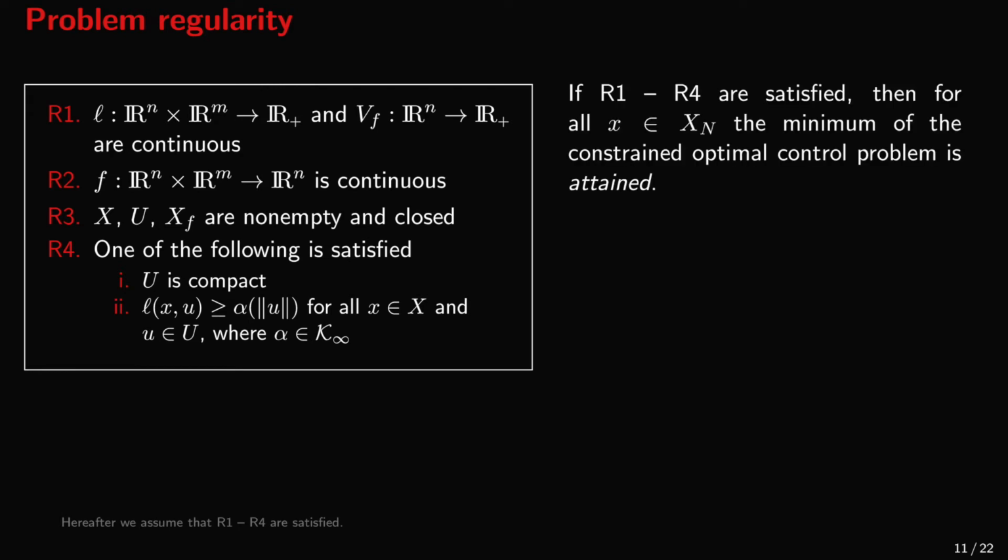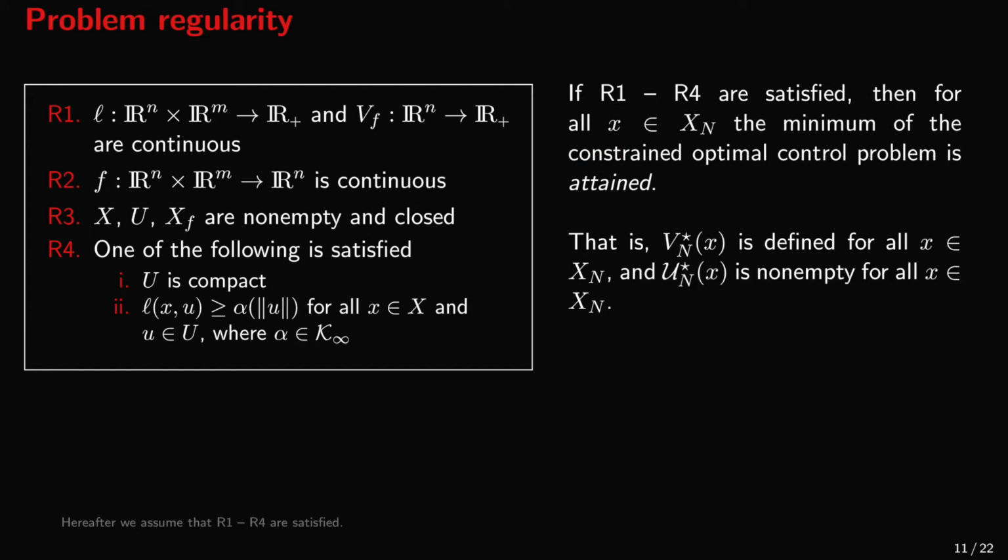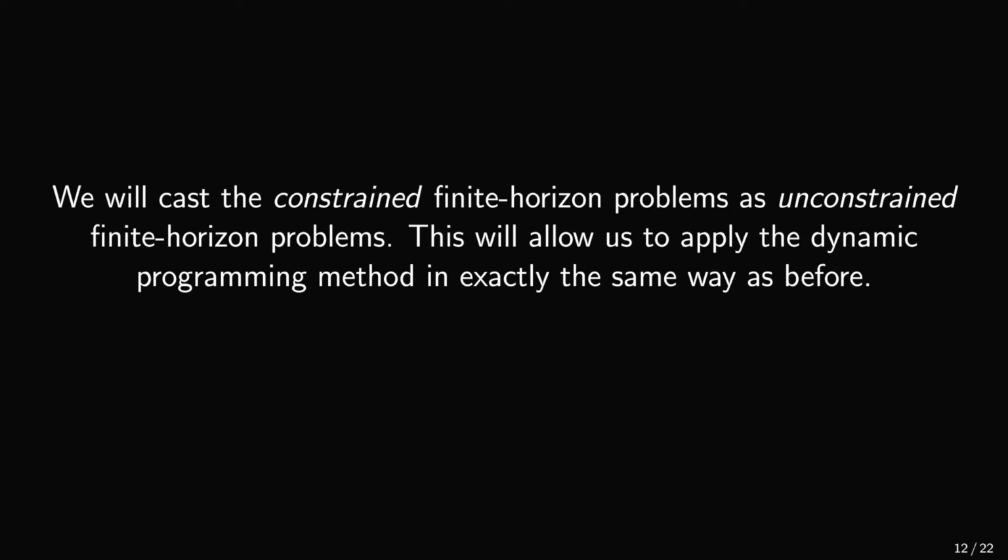If these conditions are satisfied, then for all feasible states x, the minimum of the constrained optimal control problem is attained. This means that the value function Vn star is defined for all feasible states x, and the solution mapping is well defined and non-empty for all feasible states x. So here is what we're gonna do next. We will cast the constrained finite horizon problems as unconstrained finite horizon problems. And this will allow us to apply the dynamic programming method exactly the same way as before.